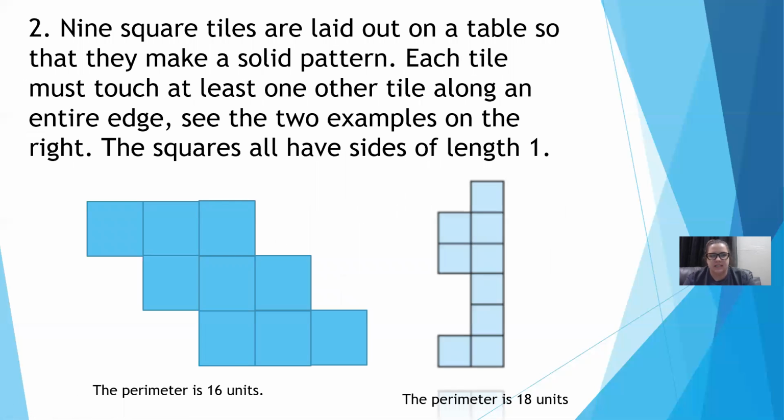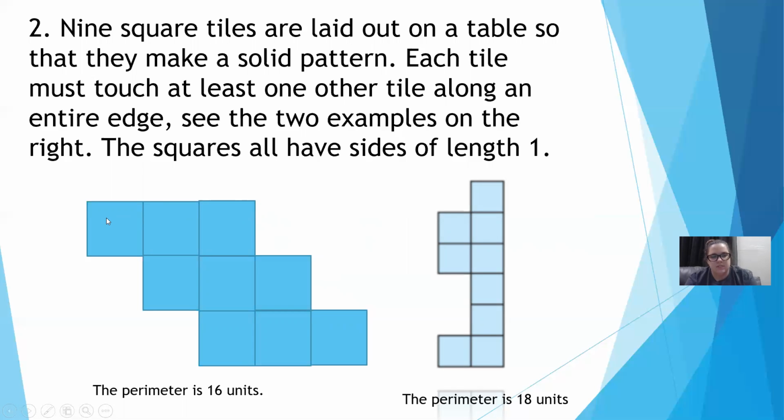The second question is, there are 9 square tiles laid out on a table so that they make a solid pattern. Each tile must touch at least one other tile along an entire edge. See the 2 examples below. The squares all have sides of length 1. So basically, this right here is a 1, this right here is a 1, here is a 1. So these 3 together are 3.